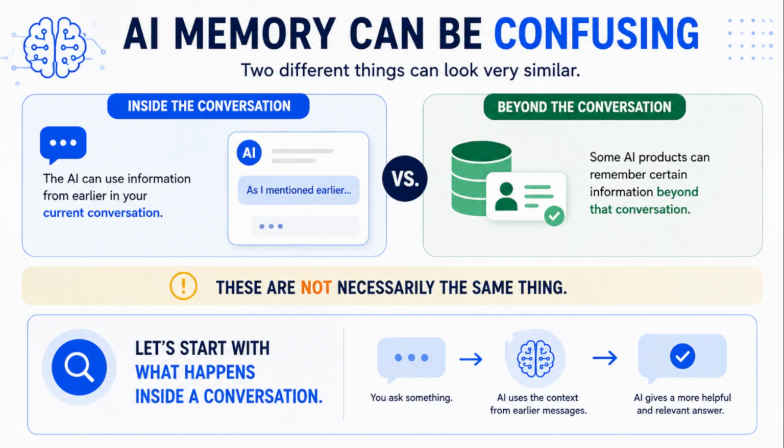AI memory can be confusing because two different things can look very similar. An AI can use information from earlier in your current conversation, and some AI products can also remember certain information beyond that conversation. These are not necessarily the same thing. Let's start with what happens inside a conversation.